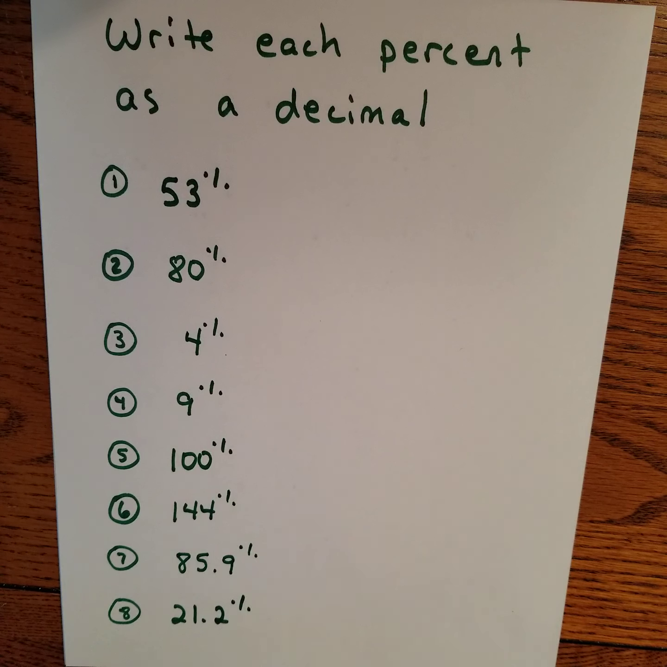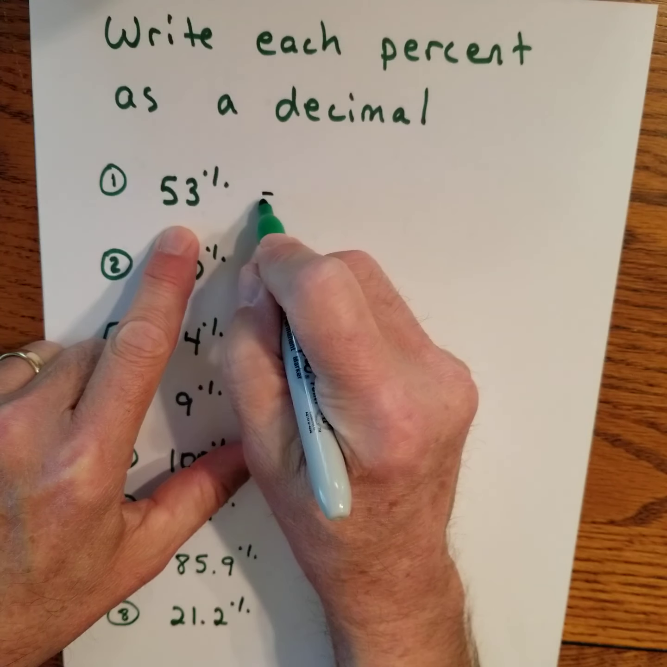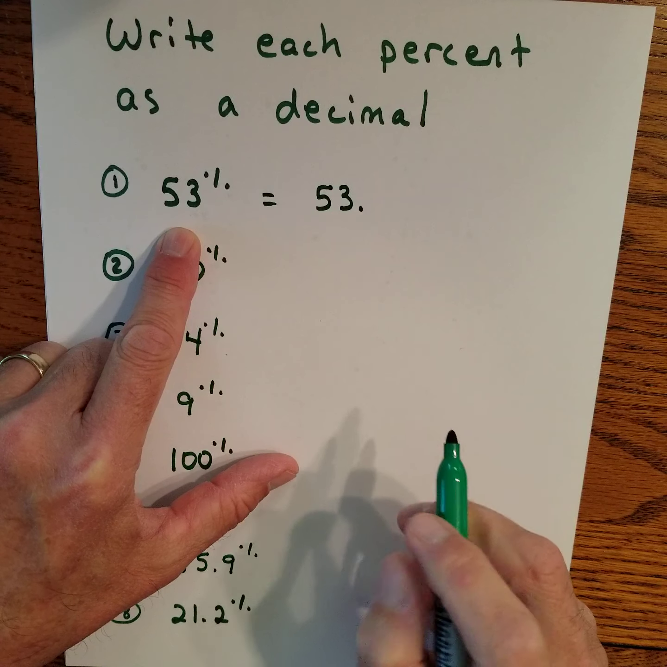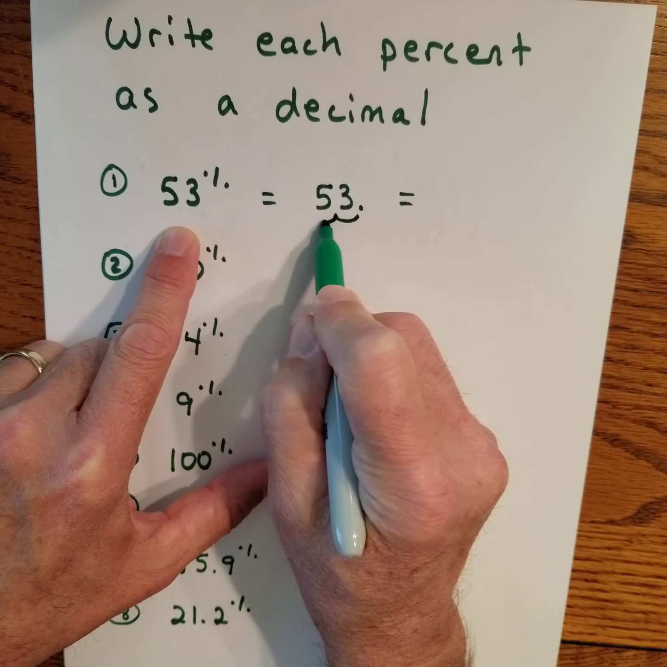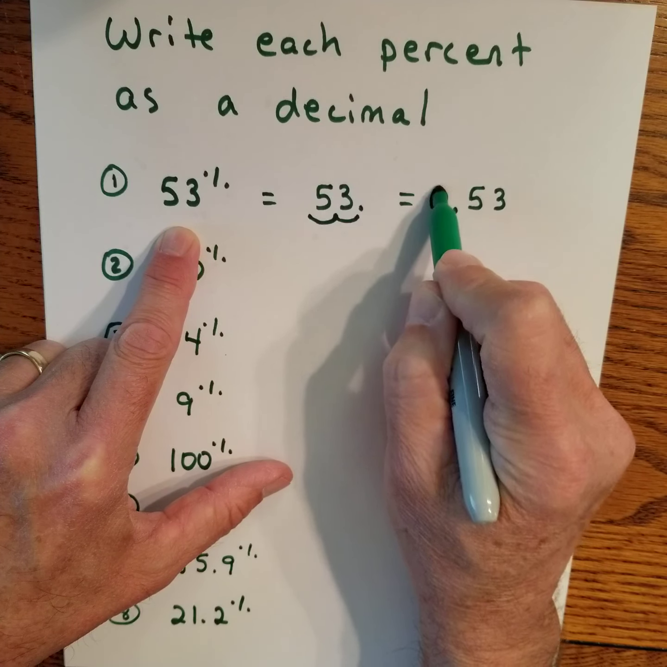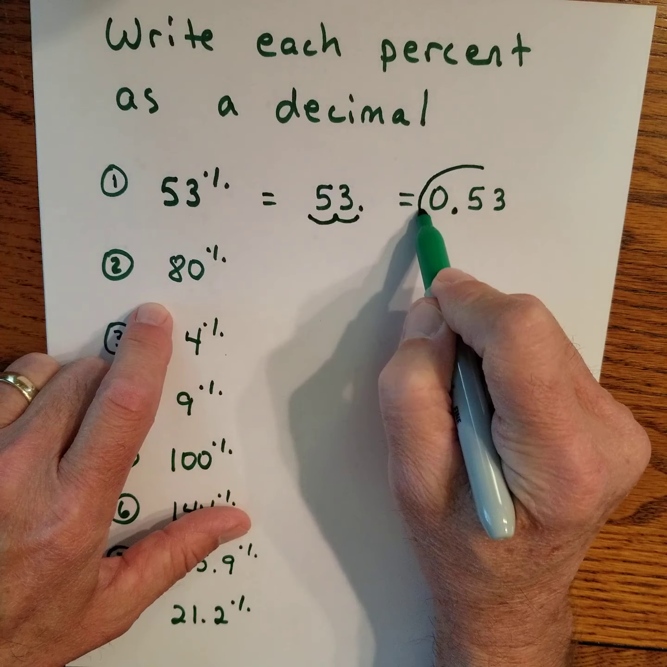Here's what your homework problems will look like. Write each percent as a decimal. If you start with 53%, think of that as 53 with the decimal point there. Then move the decimal point 2 spots to the left. Is 0.53. 53% is 0.53.